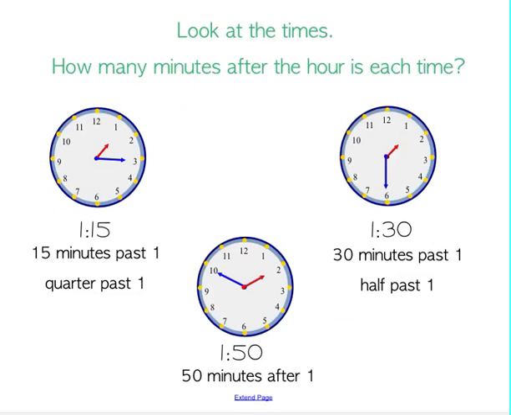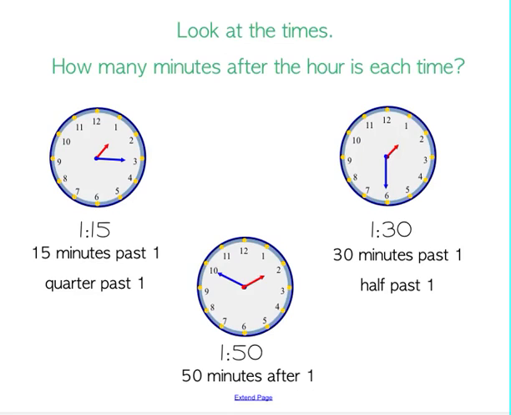Let's look at the times on these clocks. How many minutes after the hour is each time? Looking at the clock all the way on the left, I see that the minute hand, or the blue hand, the long hand, is pointing to the 3. Since we count by 5, starting on the 1, that's 5, 10, 15. The hour hand is pointing mostly at the 1, not quite to the 2. So we would say it's 1:15.